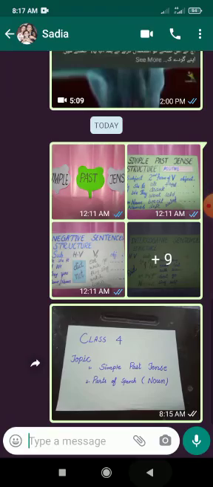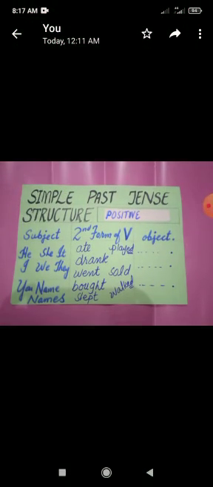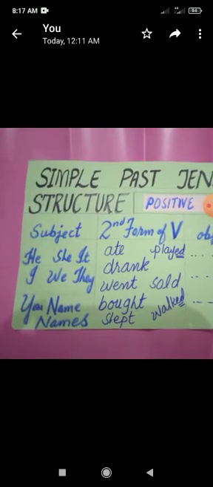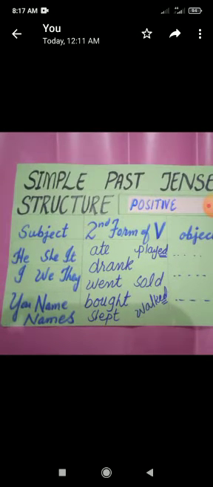So let's move toward our second thing, that is simple past tense. To make the sentences in simple past tense, we need to know the structure. In structure, first of all, we need a subject. Subject is the doer of an action. It can be he, she, it, I, we, they, you. It can be a single name and it can be names. At the start of the sentence, you will use a subject.